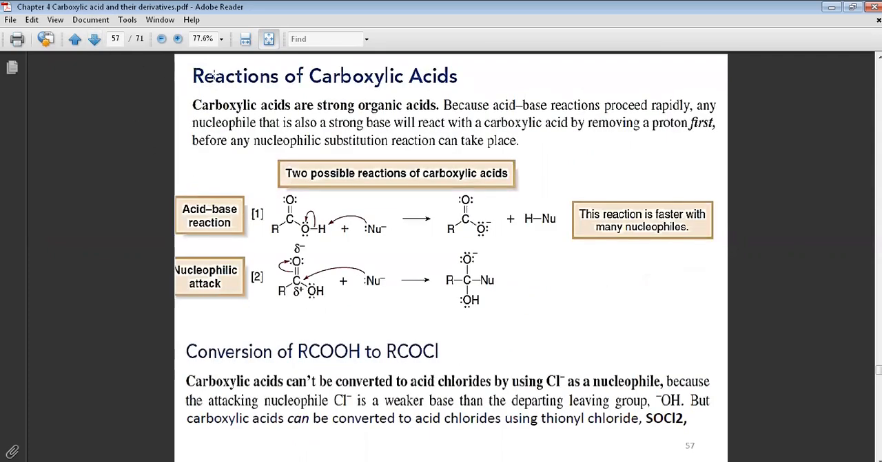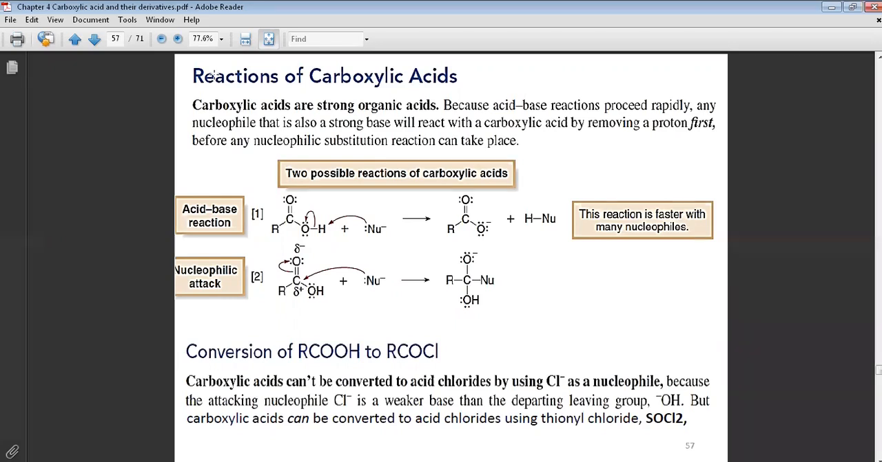Now the reaction of carboxylic acid. We finished the reaction of anhydride. Now we will talk about the reaction of the carboxylic acid. Do you have any questions? Okay. Reaction of carboxylic acid.